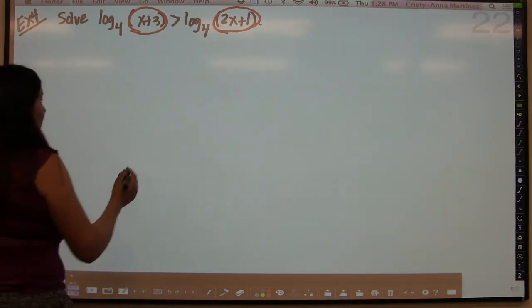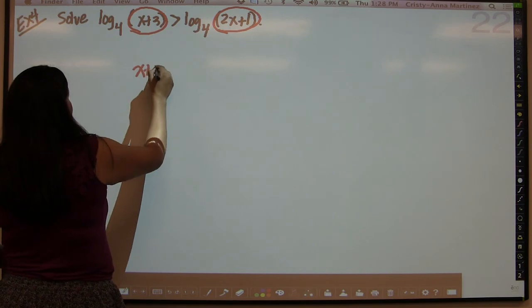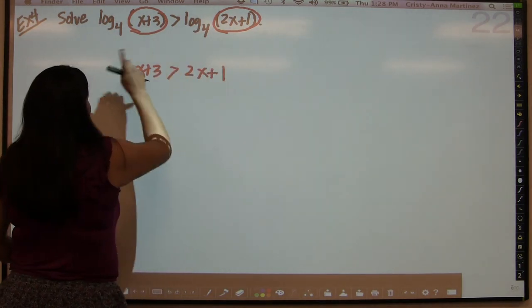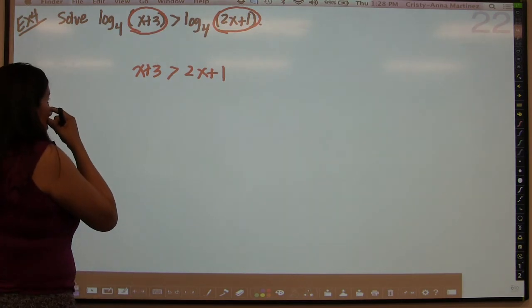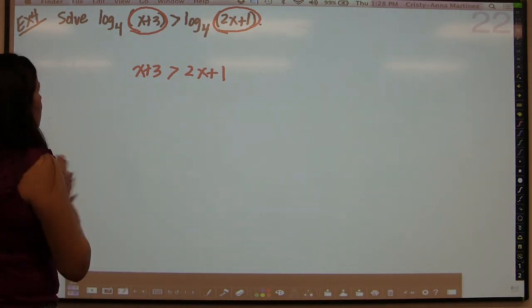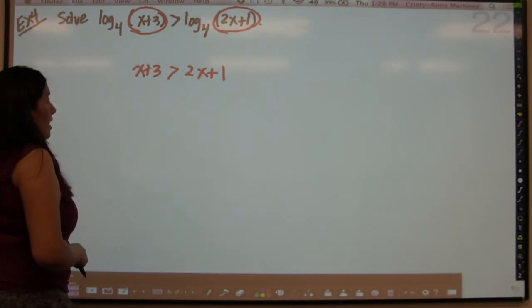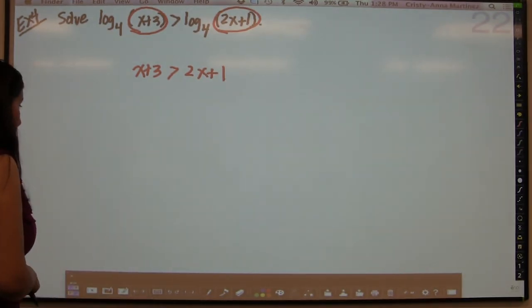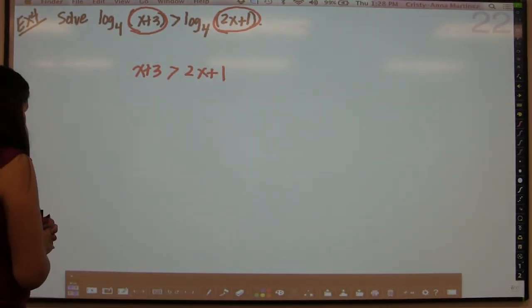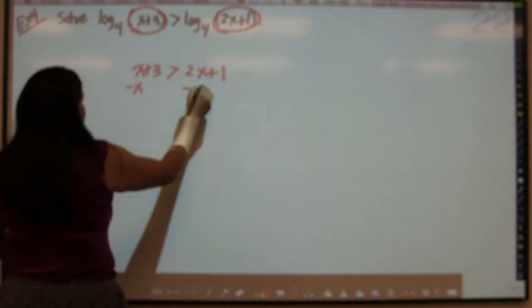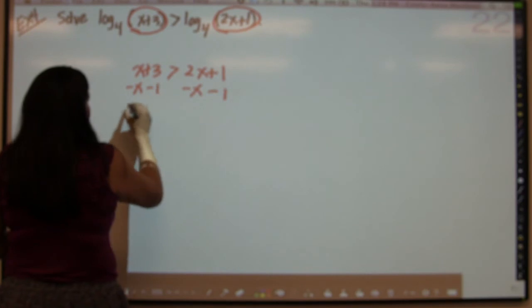So what we really have here is x plus 3 in this case has to be greater than 2x plus 1 in order for this inequality to maintain its symbol here. Again, make sure that they both have the same base. So they do, they both have base 4. So x plus 3 has to be greater than 2x plus 1, and of course, check your solutions at the end. So I am going to subtract x and subtract 1.